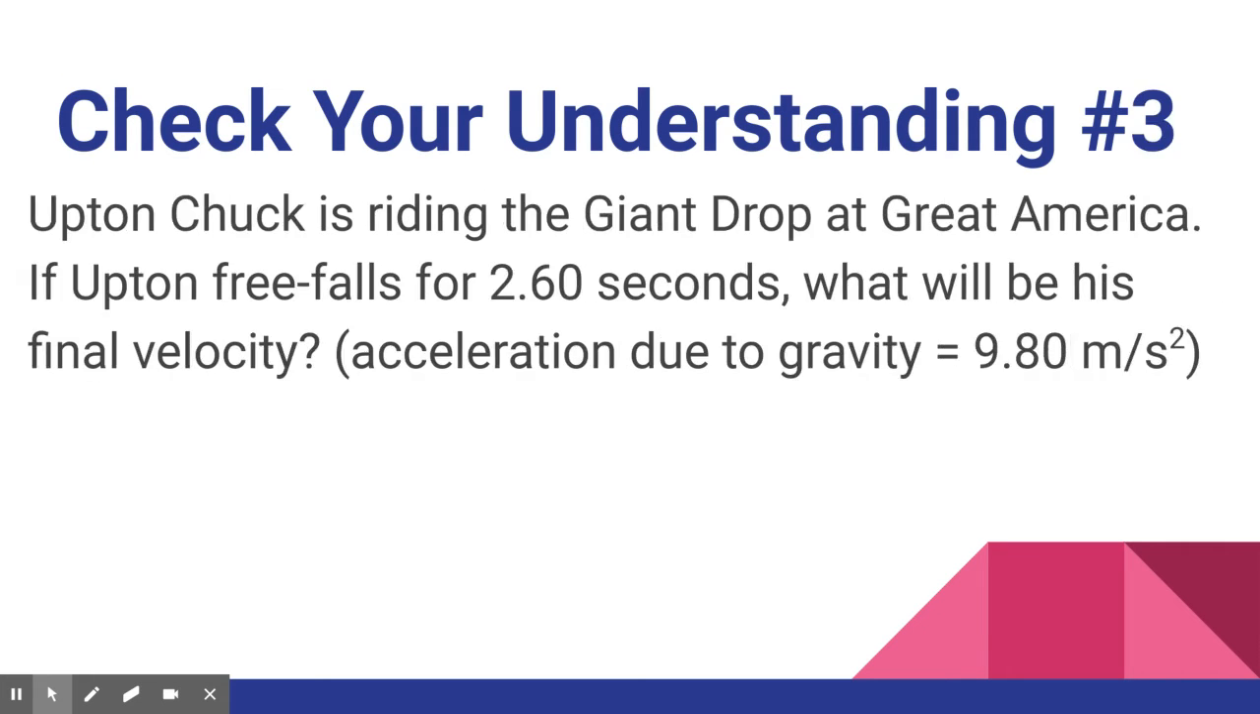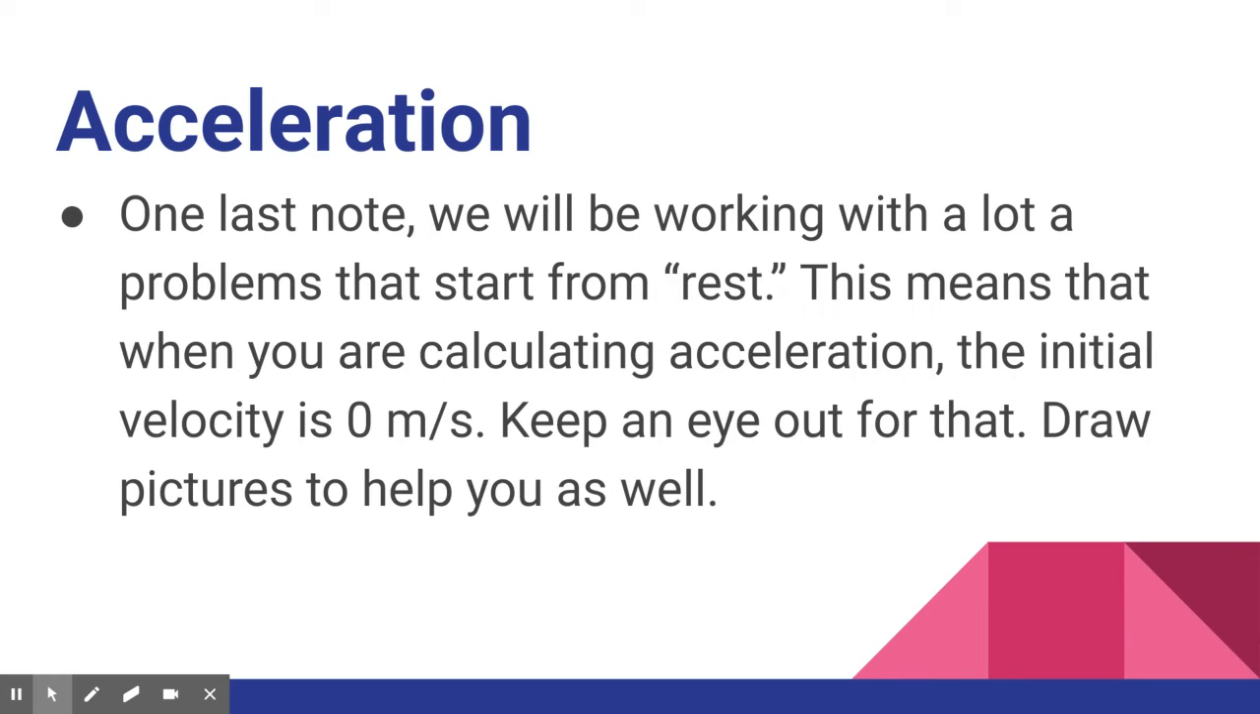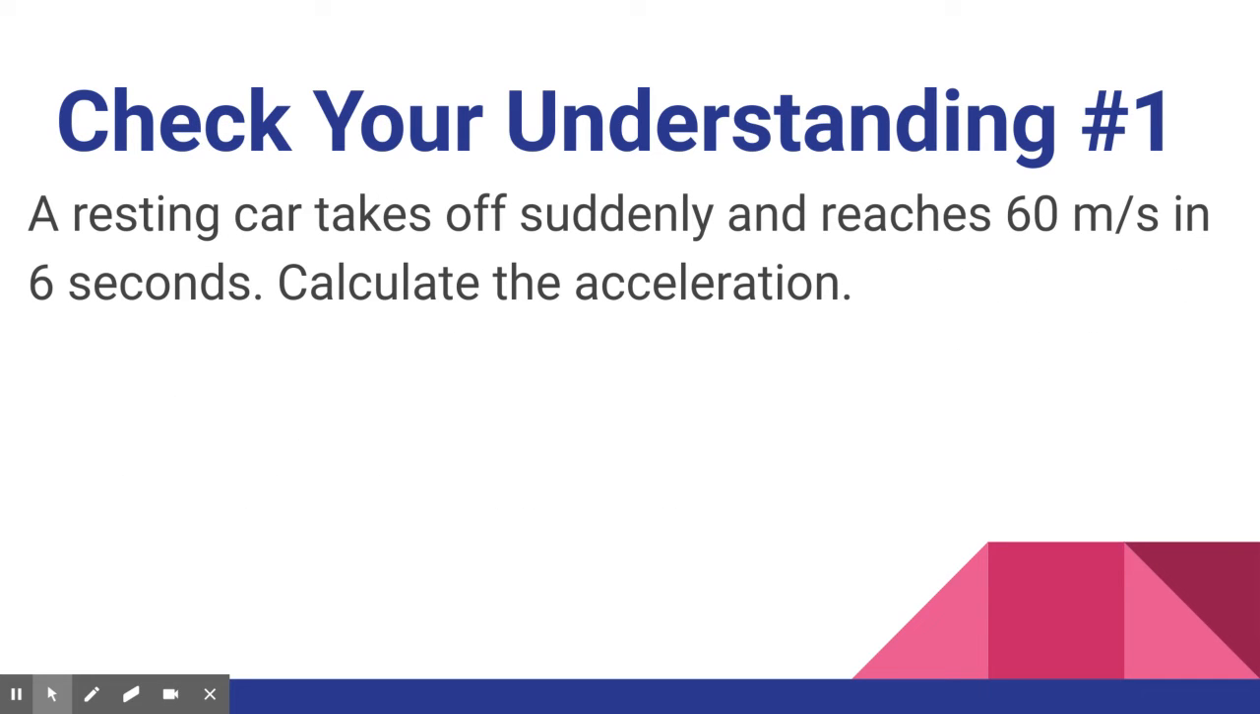There should be about 5 of them. Let's see if I remember correctly. Yeah, 5. So let's just go through these. Remember, I want you to do these on your own. I'm going to read these out. Pause the video, solve this for yourself, and then hit play to see if you get this right. So a resting car takes off suddenly and reaches 60 meters per second in 6 seconds. Calculate acceleration. Pause the video here and try this out on your own.